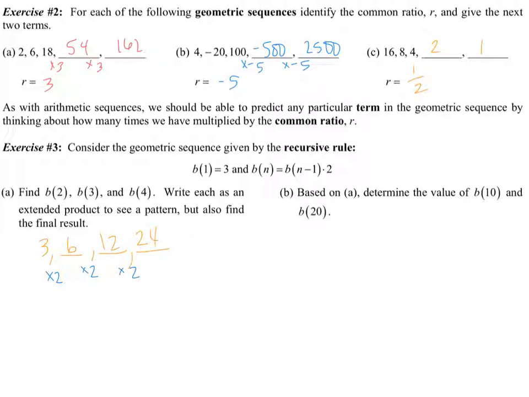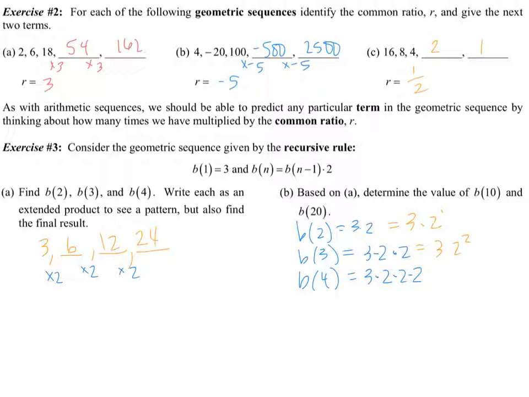Based on what would the value of b of 10 and b of 20 be? Well, we know that b of 2 was 3 times 2, and b of 3 was that answer times 2, or 3 times 2 times 2, or b of 4 was 3 times 2 times 2 times 2. So what happened each time is the first one actually was 3 times 2 to the first. The second one was 3 times 2 to the second. And the third time was 3 times 2 to the third.